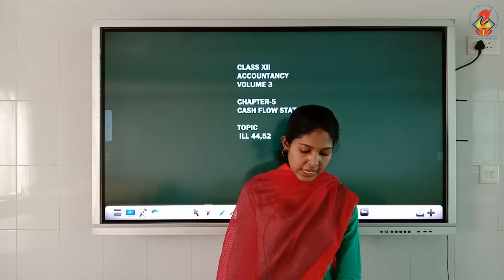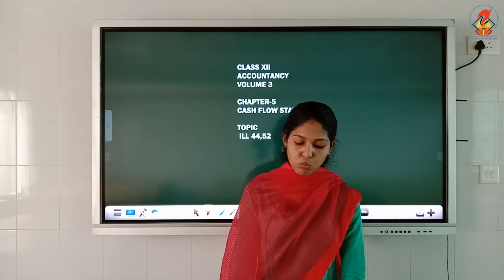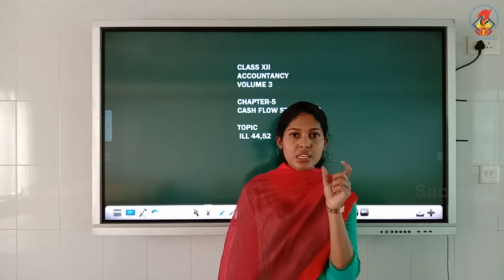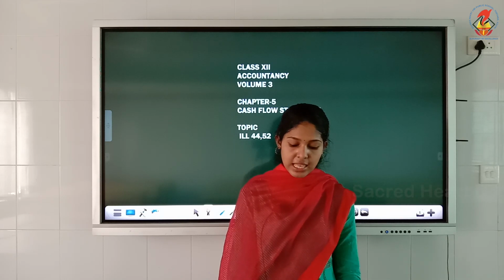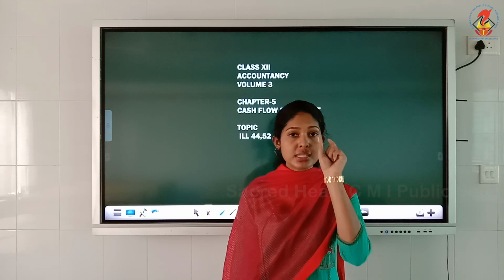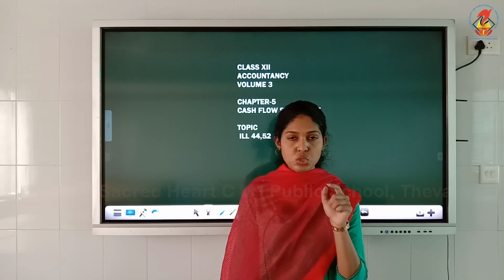In illustration 44, you are given some additional information, and one extract of balance sheet is also there. So we will do cash flow from financing activities. Just see your equity share capital figures. Last year, in the beginning of the year, it was 7 lakhs. You have to see the dates very carefully. Beginning of the year means 31st March 2019.